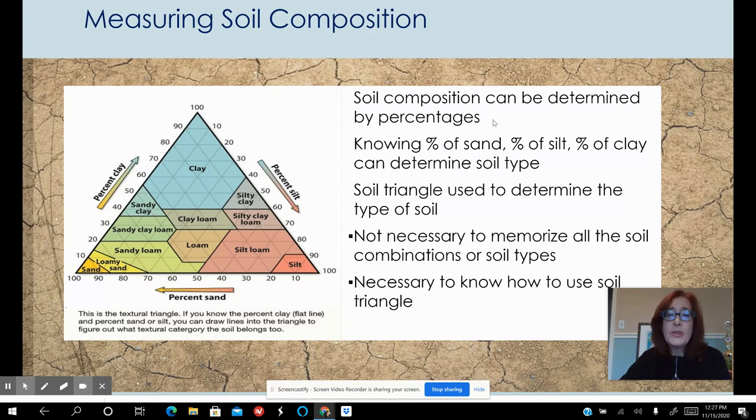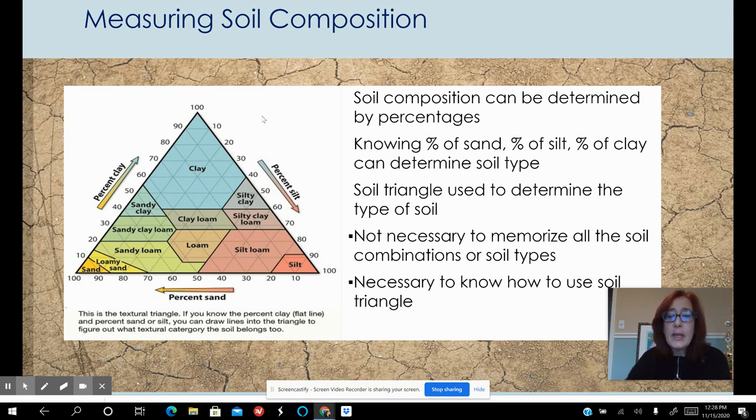Okay, measuring soil composition. Soil composition can be determined by percentages, and we use something called a soil triangle. You don't need to memorize all the soil combinations at all, but you just need to know how to use this triangle for the exam and for trying to figure out soil.